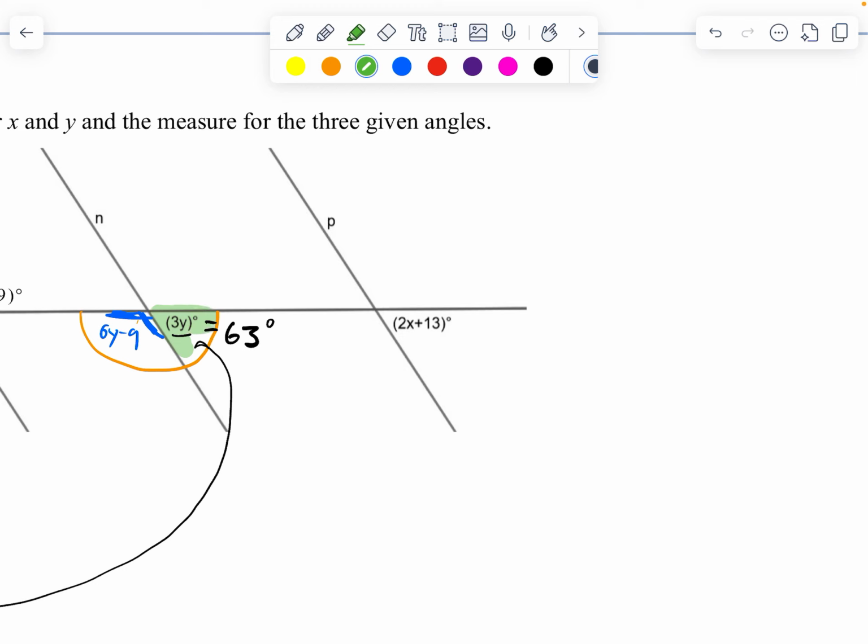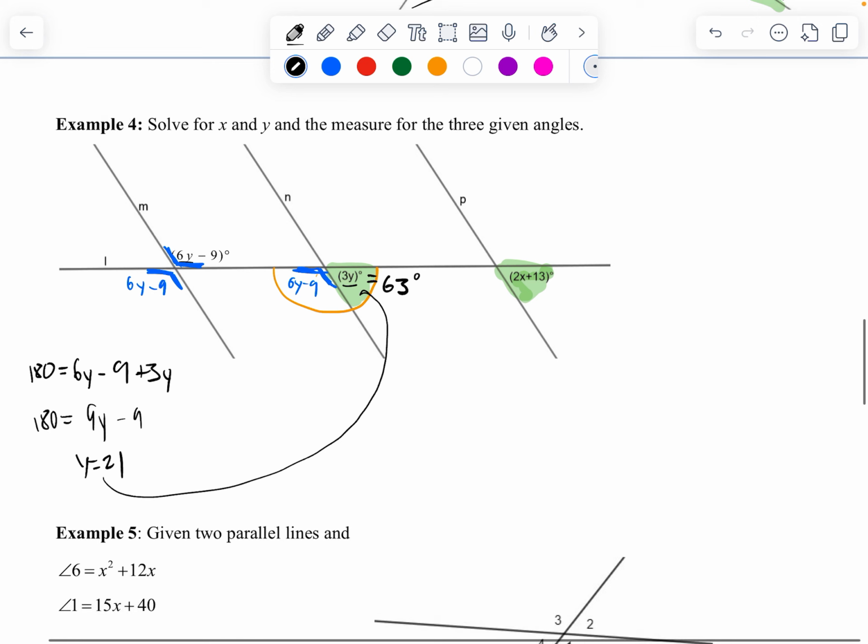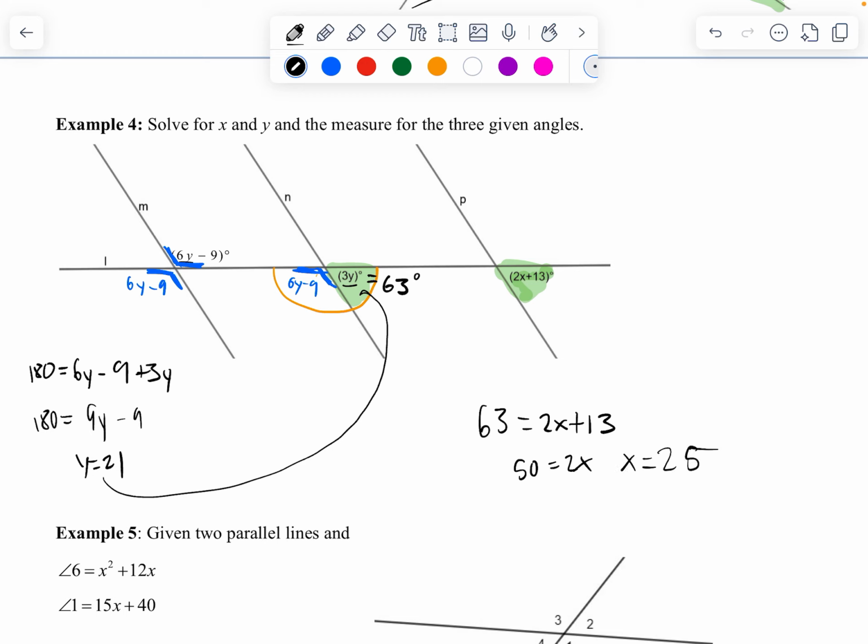So I'd say, all right, we know that this angle right here, 3y, or 63 degrees, is corresponding with 2x plus 13. Remember, corresponding means they're congruent. They're the same. And you denote things that are the same in mathematics with an equal sign. So that means that 63 equals 2x plus 13. Solve for x. Minus 13, we get 50, and half of 50 is 25. You've now solved for x.